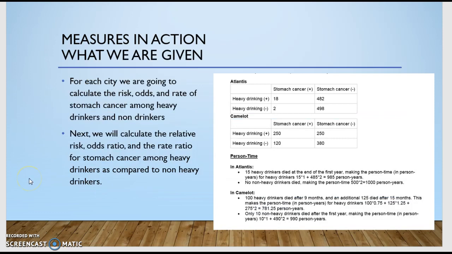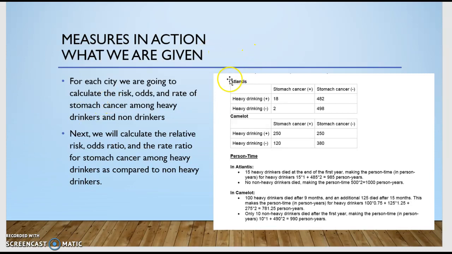Measures in action. Here are some of the items we were given. For each city, we are going to calculate the risk, odds, and rate of stomach cancer among heavy drinkers and non-drinkers. Next, we will calculate the relative risk, odds ratio, and the rate ratio for stomach cancer among heavy drinkers as compared to non-heavy drinkers.